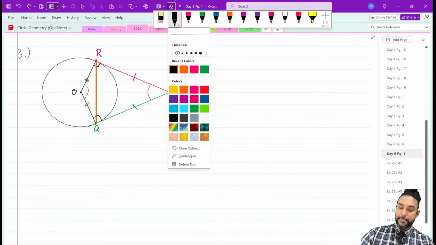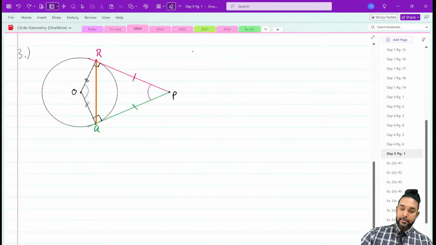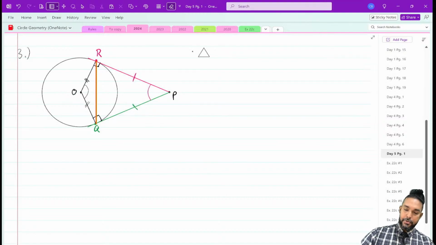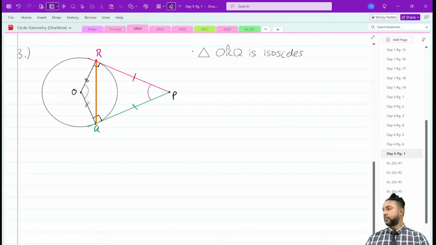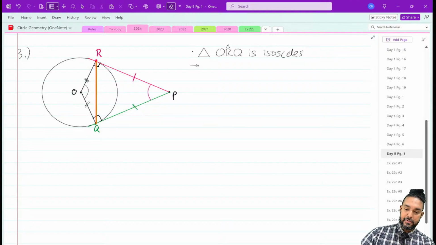All right, so we have a couple of observations here. Again, some simple observations, nothing too fancy or obscure. Triangle ORQ is isosceles, ORQ being the triangle to the left on the inside of the circle. Triangle ORQ is isosceles, and this is because OR is equal to OQ. They are both radii.